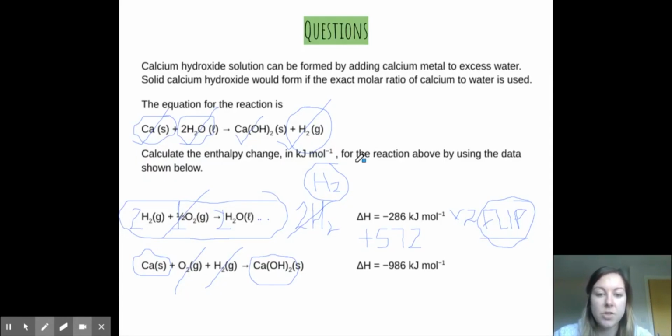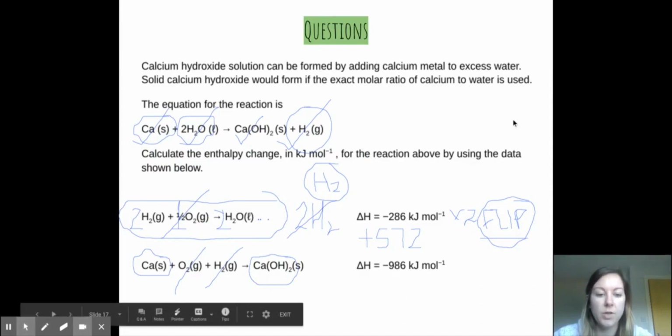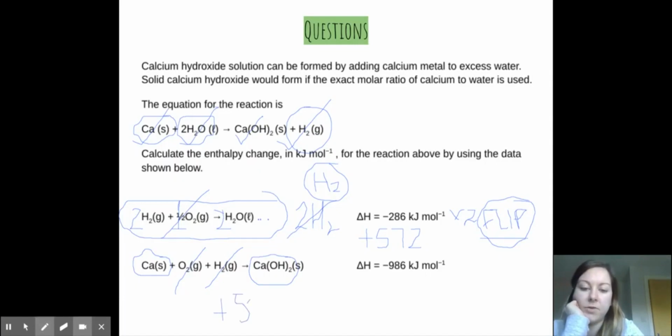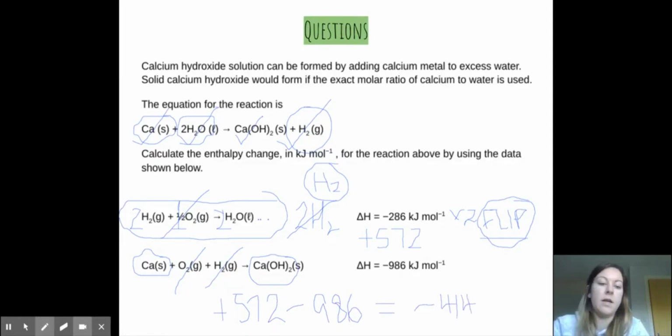So the next stage is for us to add up our enthalpy values, which are going to be, I'll just write this out. So we have plus 572 minus 986, and that gives us negative 414, and remember your units are kilojoules per mole.